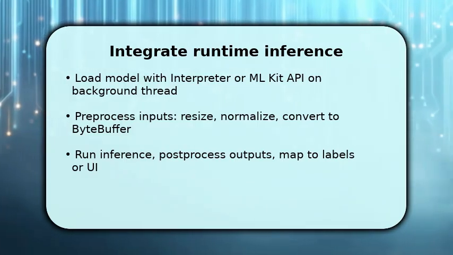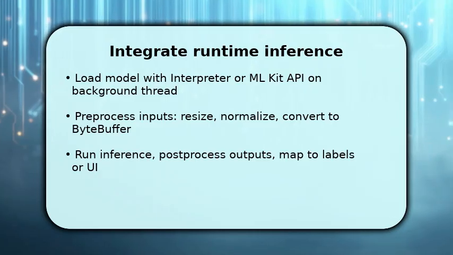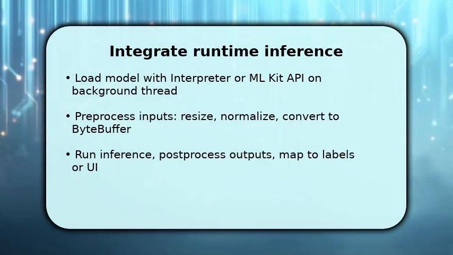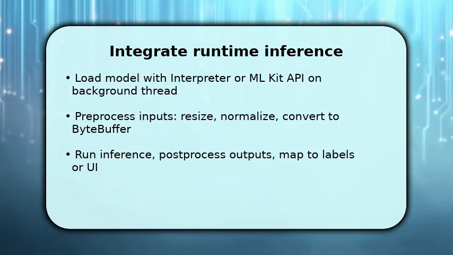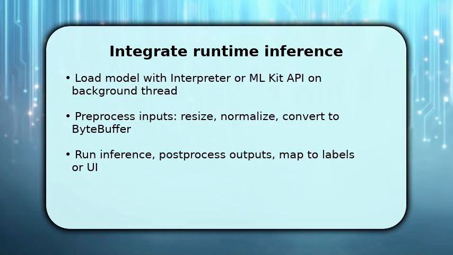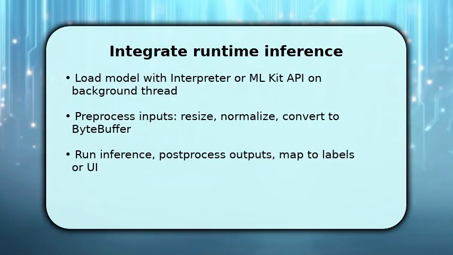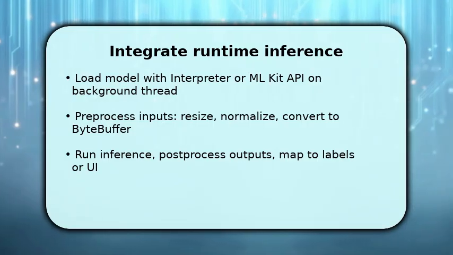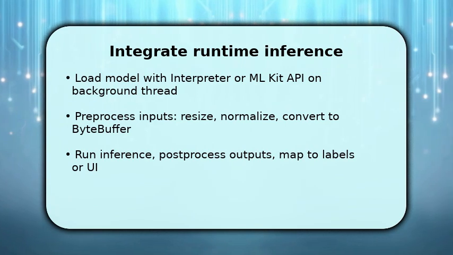Preprocess images or data exactly as the model expects: resize, normalize, and pack into a byte buffer or tensor image. Run inference and then post-process outputs into probabilities, bounding boxes, or predictions. Finally, map results to labels and update the UI safely. This is where accuracy and latency trade-offs matter, so profile memory and CPU while iterating.